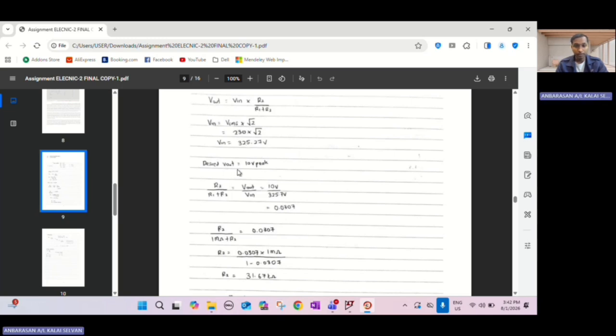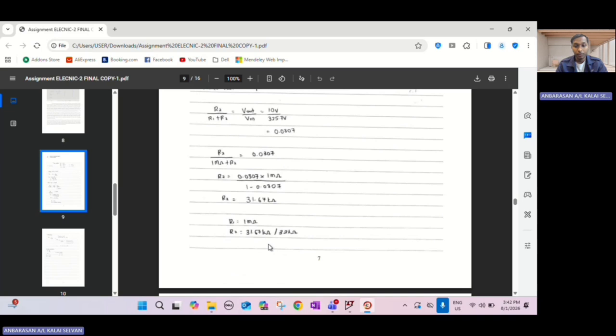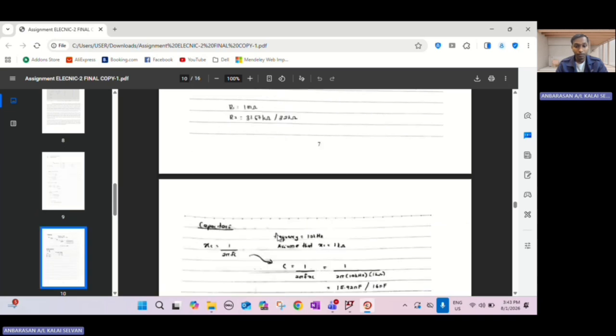So desired V out is 10 Vp, and R2 over R1 plus R2 equals V out over V in, which equals 10 volts over 325.27 volts. So we get 0.0307. Now we want to find the R2 value. So R2 over 1 mega ohm plus R2 equals 0.0307. So the R2 value is 31.67 kilo ohm. For the 31.67 kilo ohm, we round off and get 32 kilo ohm.